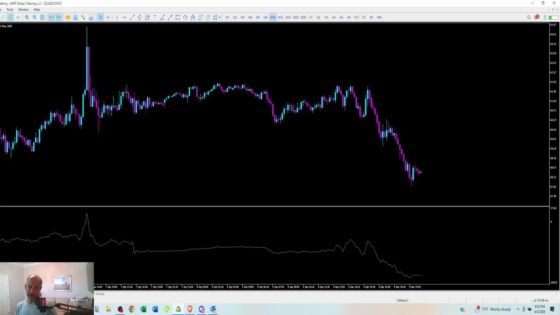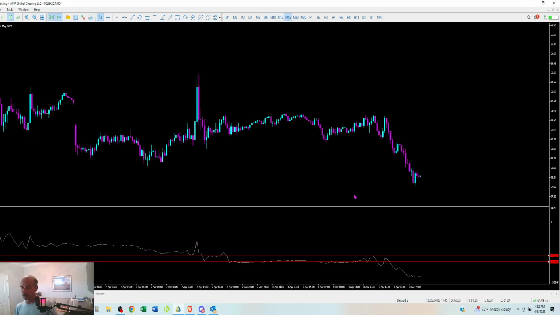What happened to my lines? That's weird. They disappeared. Oh, there they are. You mark that out the night before, and then you just wait for the New York Open, and you see where it is in relation to that zone coming into the session.